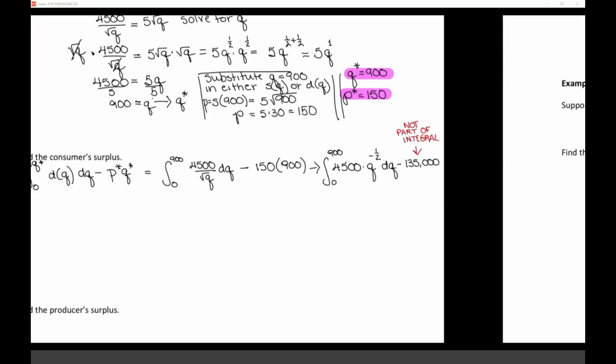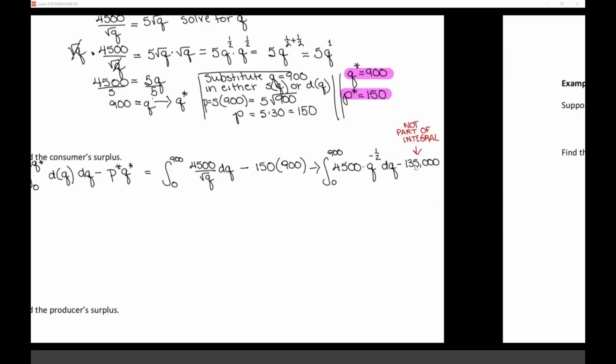I'm going to be getting a definite integral, which is a number, out of this part, right? Because it has bounds on the integration side. And then whatever number I get, I'm going to subtract 135,000 from it. This is not part of the integral, and you can tell that because the dq comes before it. So here's your integral right here. It's just part of the formula for consumer surplus.